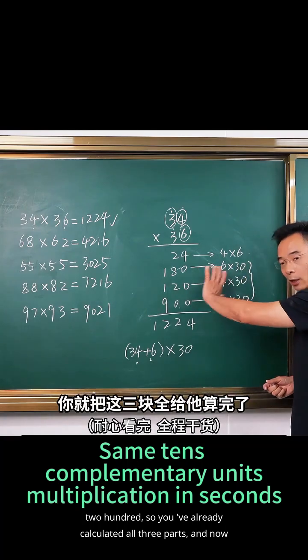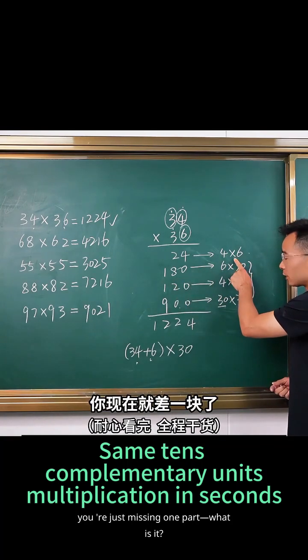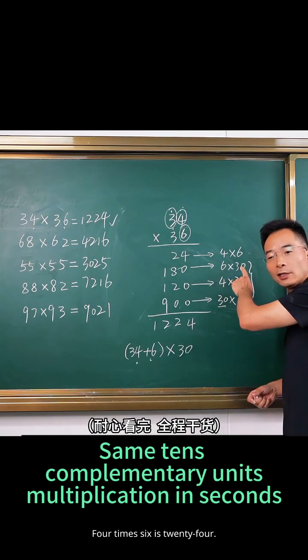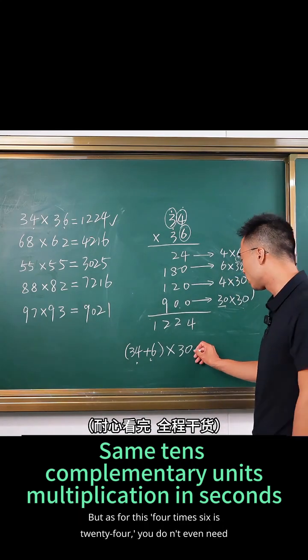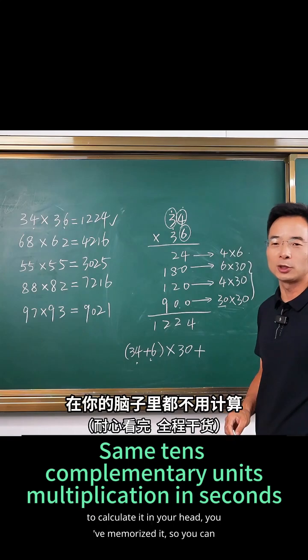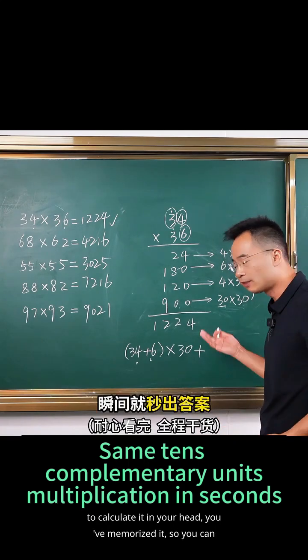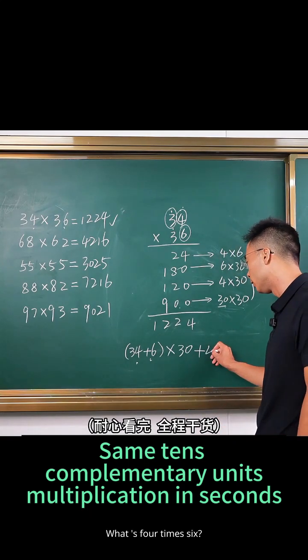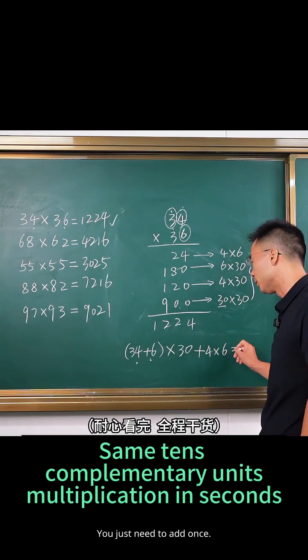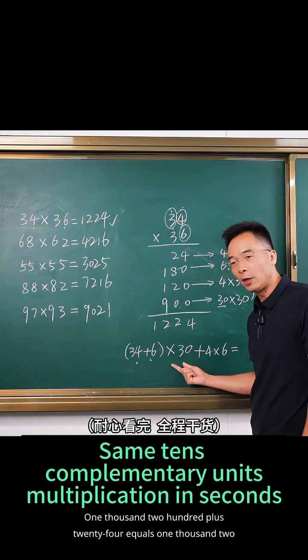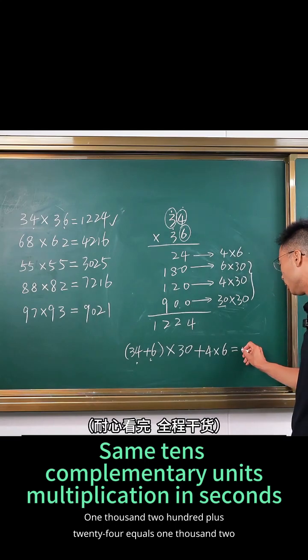So you've already calculated all three parts, and now you're just missing one part. What is it? 4 times 6 is 24. But as for this 4 times 6 is 24, you don't even need to calculate it in your head, you've memorized it. So you can instantly get the answer. What's 4 times 6? 24. You just need to add once. 1,200 plus 24 equals 1,224.